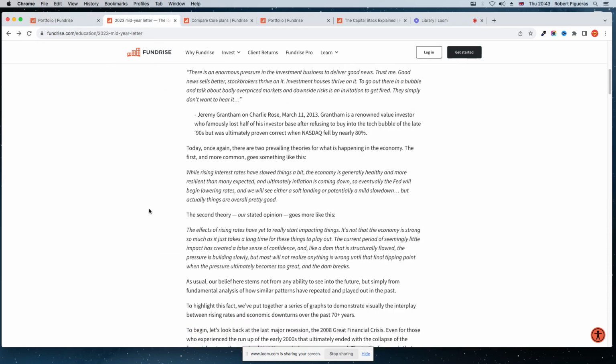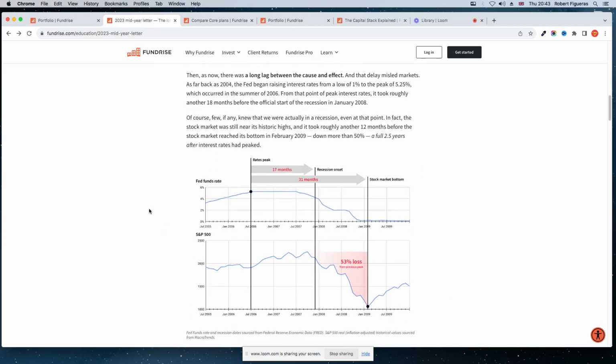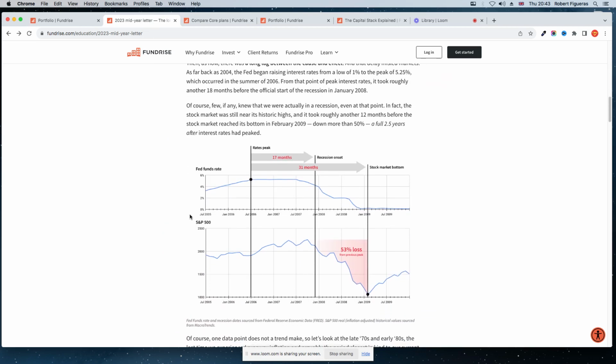The reason I like these letters is, for example, they show you that in the latest recession that happened in the mid 2000s, at some point the Federal Reserve was increasing the interest rates. And since the moment that they increased the rate for the last time, it took about 17 months to go into recession, and then another X months to bottom in the stock market. And then if we translate that into the market, there was a 53% loss in that market.